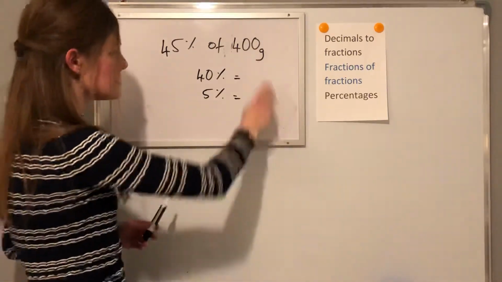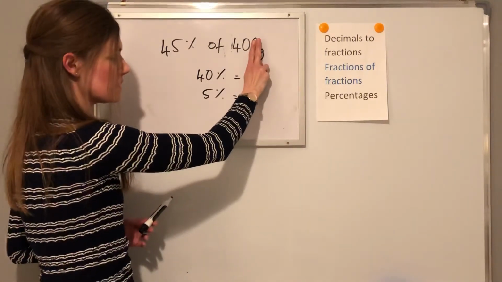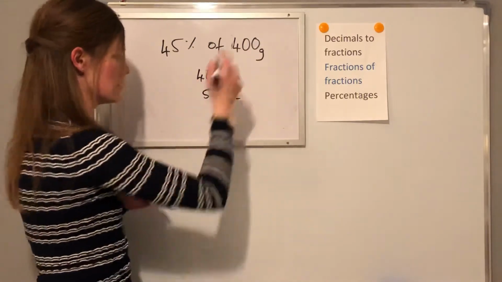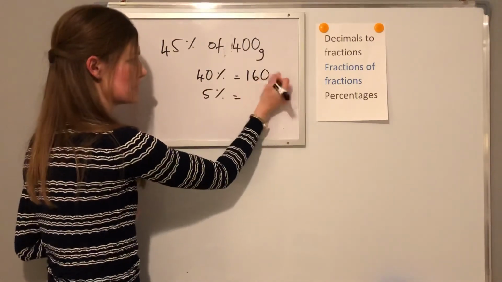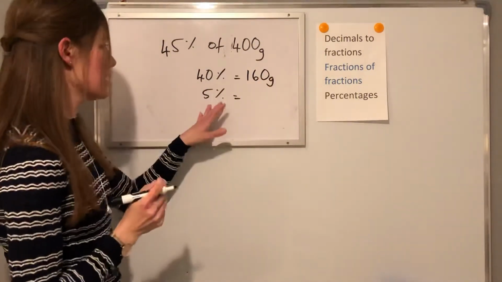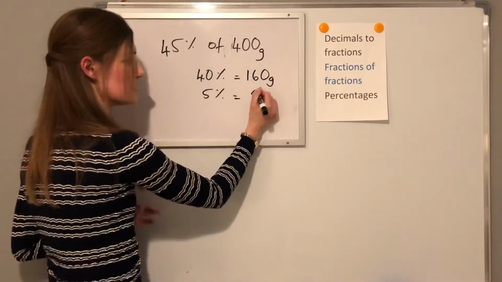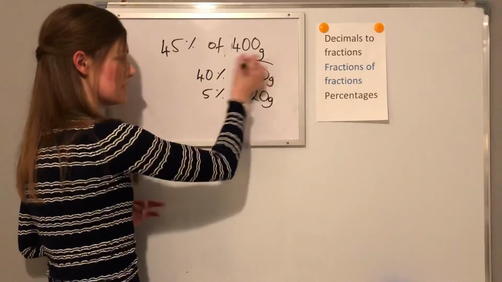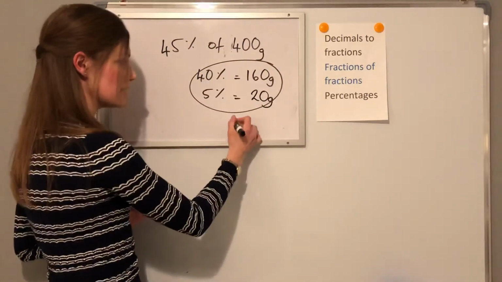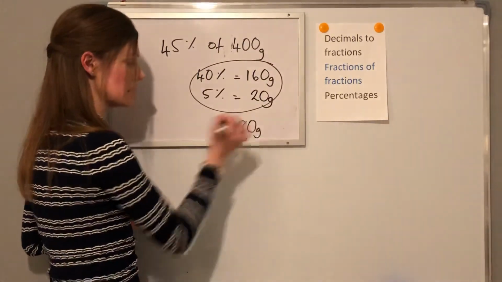So 40% is 40 times by 4 is 160 grams. 5%, you do 10%, chop it in half, makes 20 grams. Add them both together, you get 180 grams.